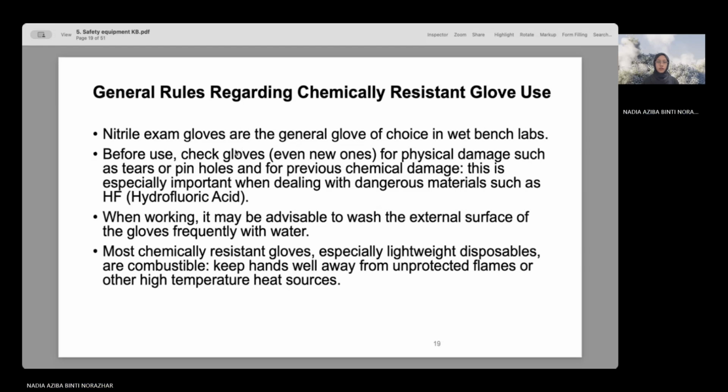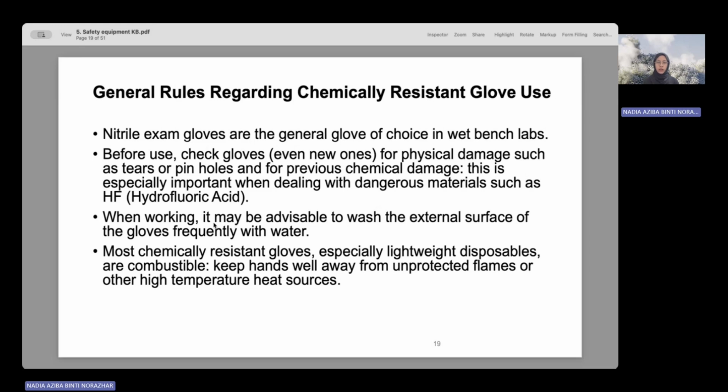When using the glove, there are general rules regarding chemical resistant glove use. Nitrile exam gloves are the general glove of choice in wet bench labs. Before use, we have to check the glove, even the new ones, for physical damage such as tears or pinholes, and also for previous chemical damage. This is actually important when dealing with dangerous chemicals such as hydrofluoric acid.